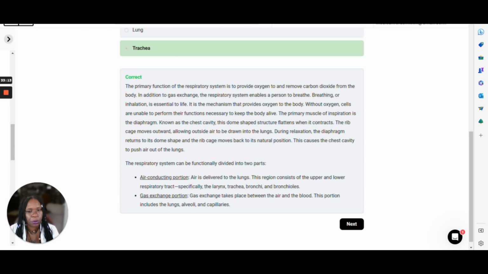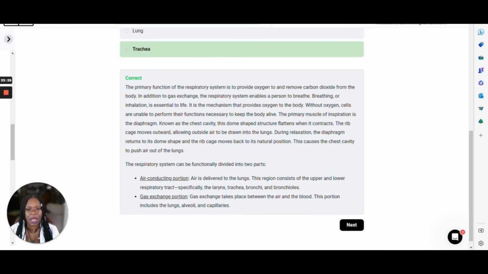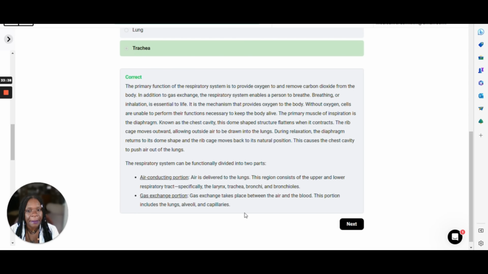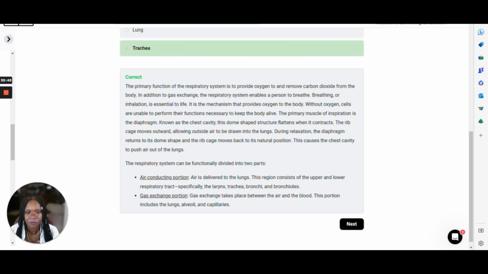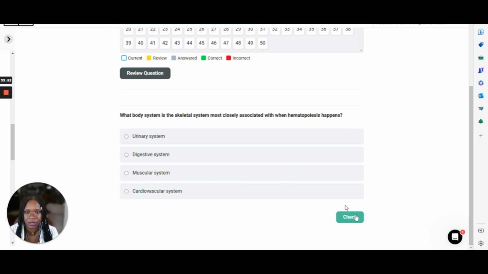But the gas exchange portion, that's going to take place between the air and the bloodstream. So it's going to involve smaller parts of our respiratory tract that are going to include the lungs, the alveoli, and the capillaries. Okay, so if you see gas exchange, you've got to be familiar with the lungs, alveoli, and capillary. Or if we're talking about air conduction, it's going to specifically refer to the structural parts, the larynx, trachea, bronchi, and the bronchioles. Okay, so let's move on to the next question.